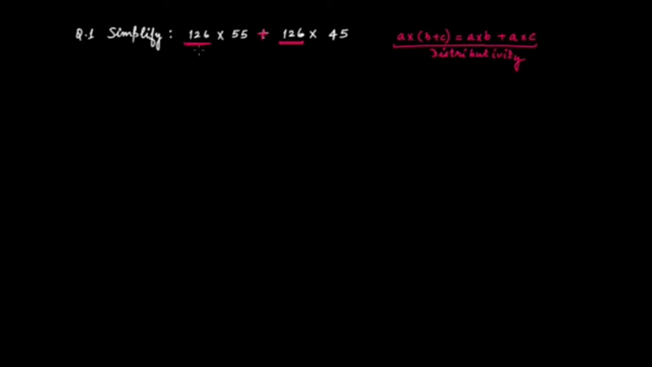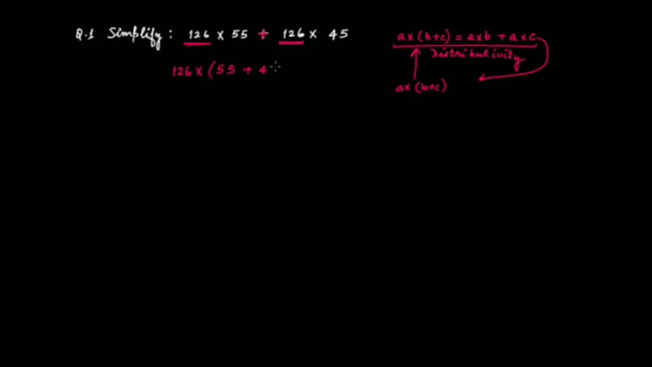With this expression, you can take A common, since A is in both places, and it would be A times (B plus C) again. You can get the same thing here. In this question also you can take 126, which is the number on both places, and therefore it would be 126 times (55 plus 45).